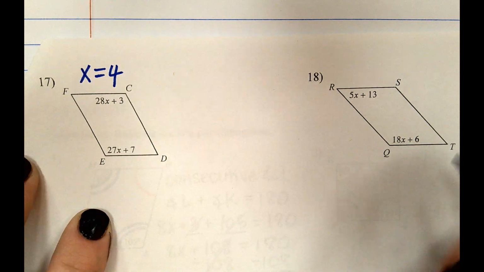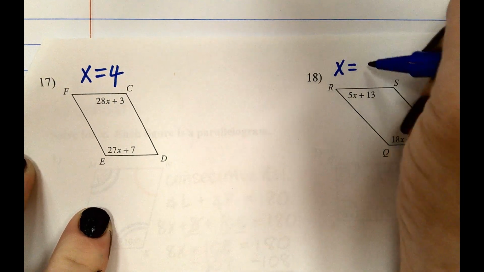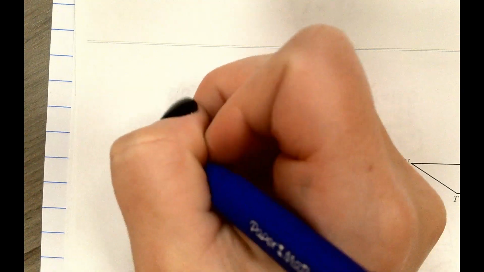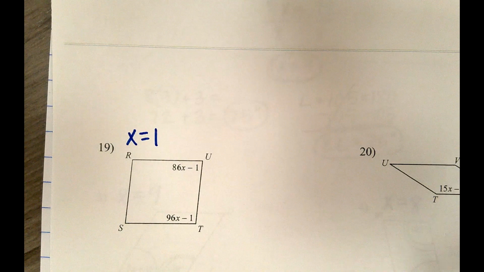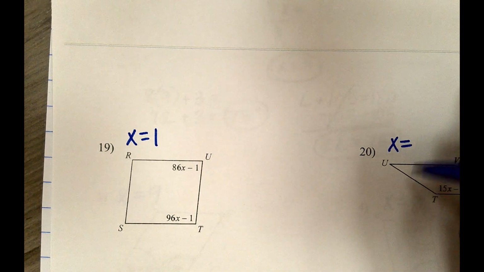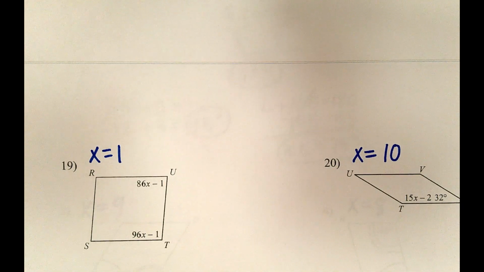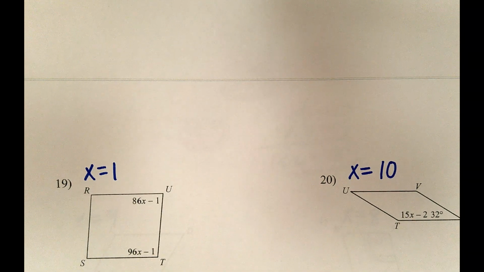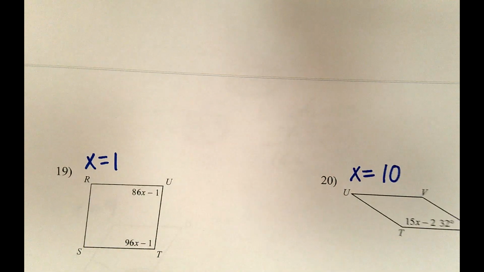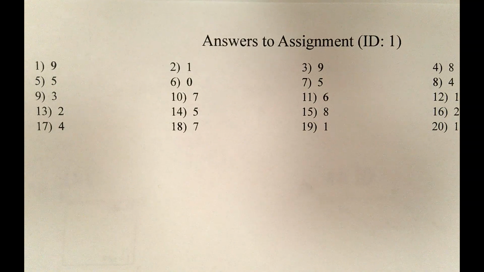Next page, page 5. This is the last page. Number 17, you'll get x equals 4. Number 18, x equals 7. Number 19, x equals 1. And number 20, x equals 10. Those are all the answers, and here they are all listed out in case you missed any of them.